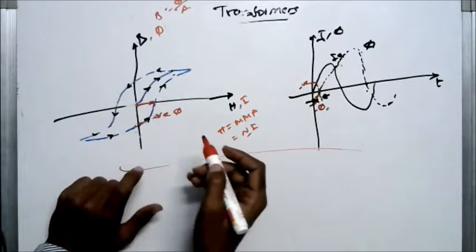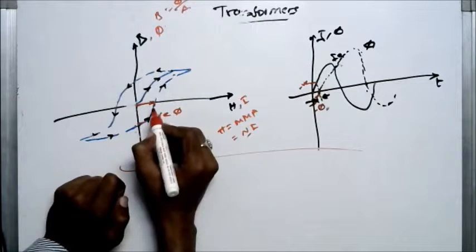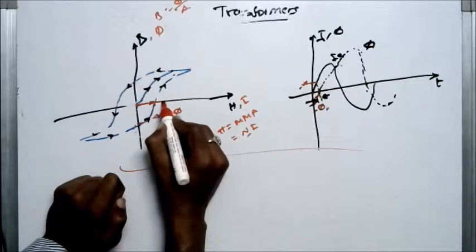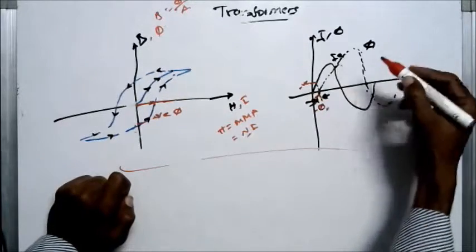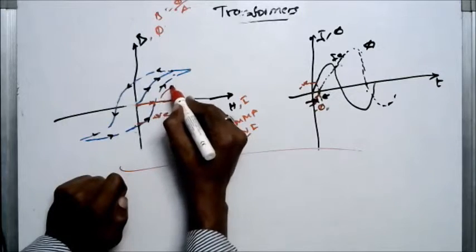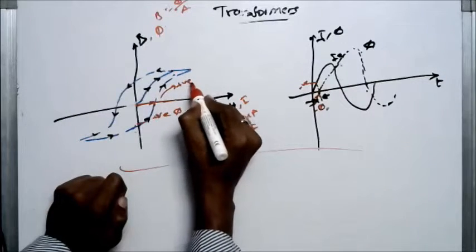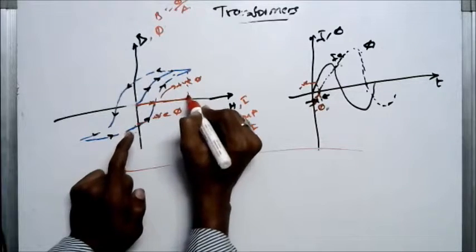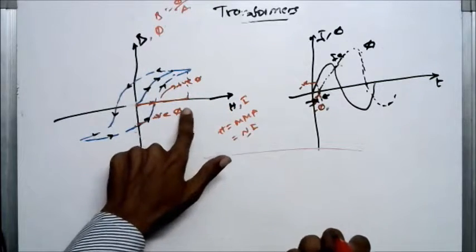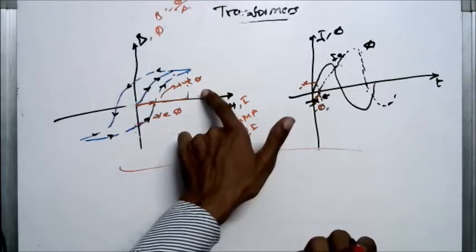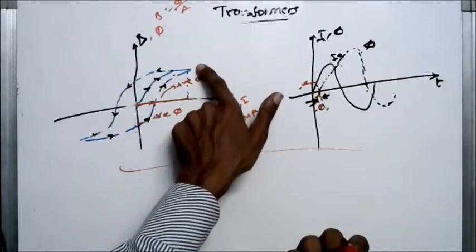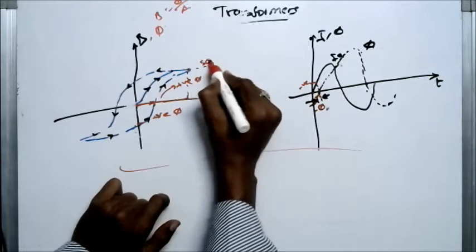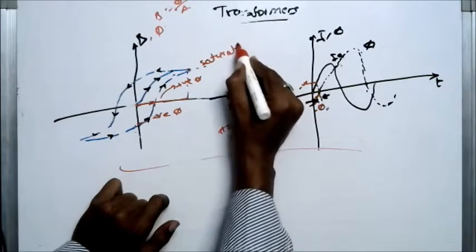Now increase the I value, and then again we get a positive value of phi. This is the positive value of phi. At the peak current, even though you increase the I value, there is no increase in the flux value. This is called the saturation point.